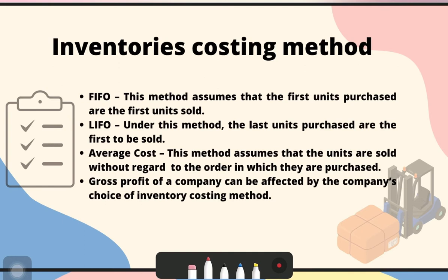And then LIFO. Under this method, the last unit purchased is the first to be sold. Last in, first out. Next, average cost: in this method, it is assumed that the units are sold without regard to the order in which they are purchased. So the gross profit of a company can be affected by the company's choice of inventory costing method.